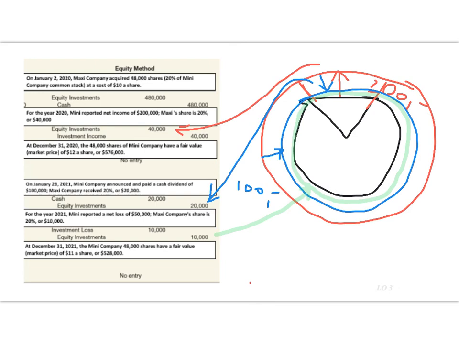So the big takeaway that I always recommend for my students, I'm going to pick it in yellow color. If you remember, every single journal entry, in fact, will have the equity investment account affected. Unless you have market changes at the end of the year, then there's no journal entry. But other than that, equity investment shows up in every single journal entry to reflect the change in the equity of your investee. Thank you for your attention.